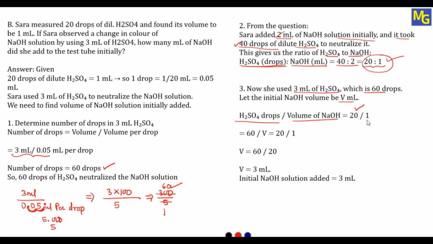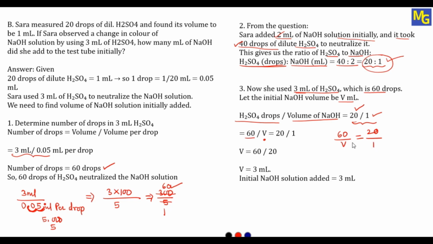And what is the volume here? In ml, it is 1. So 20 divided by 1. Now, what are our given values? 3 ml, 60 drops. So I took 60 drops divided by, we don't know the ml, so I wrote here V for NaOH. And this is the given, which is here. Now if you compare these two, 60 divided by V is nothing but 20 divided by 1.